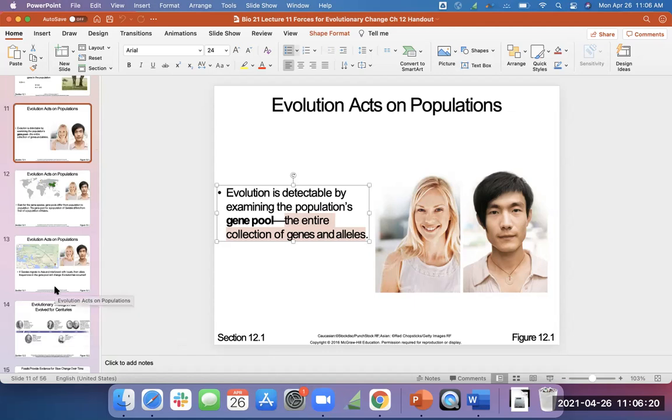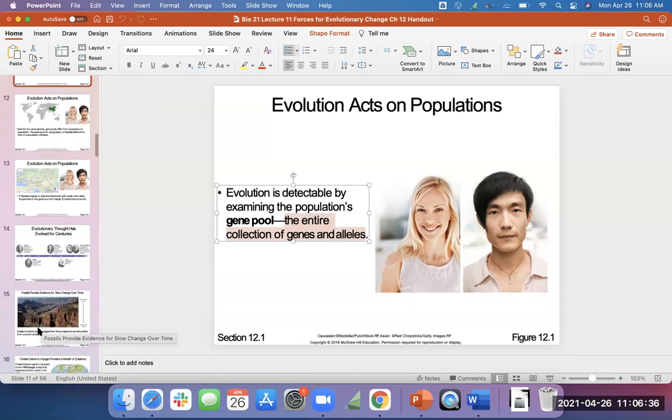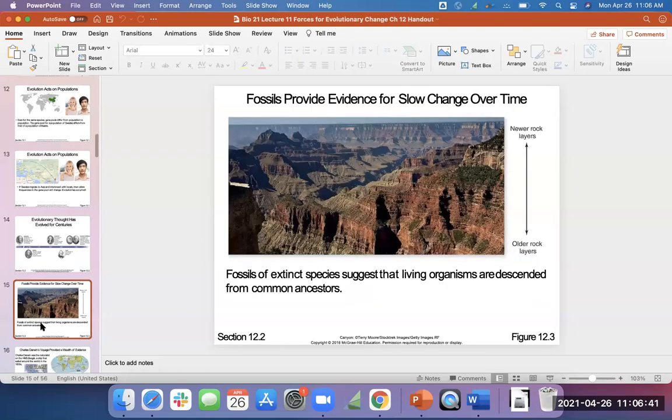Who is responsible for the theory of evolution? Darwin. Charles Darwin. What species did he work on? Which place? Finches in the Galapagos. And then the difference between absolute dating and relative dating.